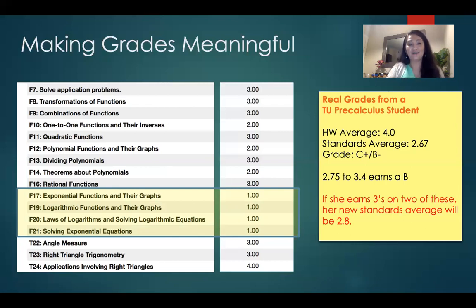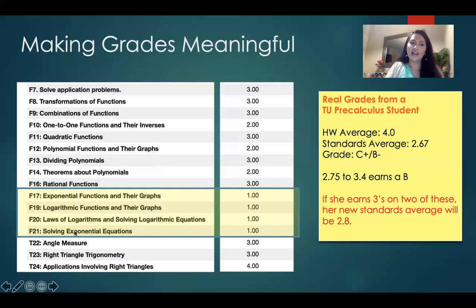We actually did have a conversation about which of these topics are most important for Calculus 1 and are likely to come up again in Calculus 1 and 2 and throughout the rest of the sequence. This student was a STEM major. And so we talk about what's most important for future classes and also would be likely to appear on the final. And then she was able to study for those and bring up those grades.